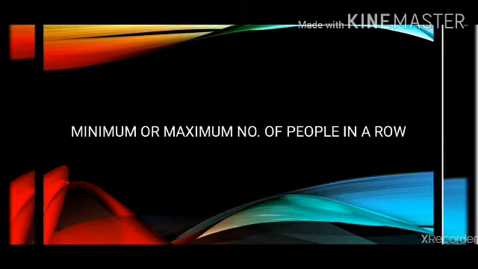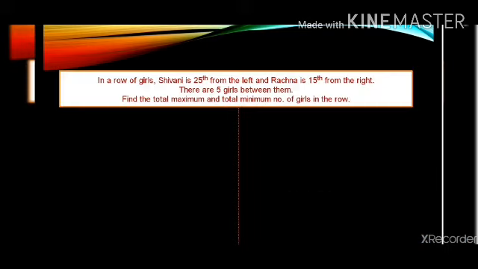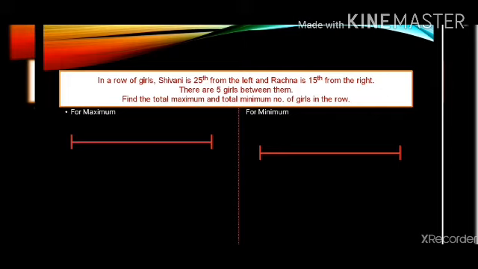Now the next type of question is minimum or maximum number of people in a row. In a row of girls, Shivani is 25th from the left and Rachna is 15th from the right. There are 5 girls in between them. Find the total maximum and total minimum number of girls in the row. Here two conditions can be made. One will be for maximum and one will be for minimum. Let us draw these conditions.